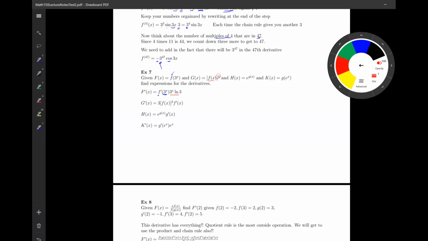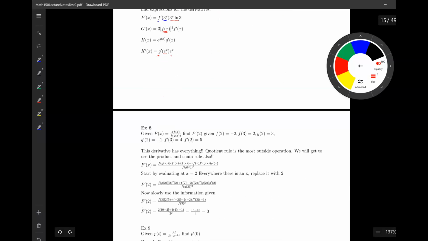You bring the 3 down, you carry the inside along, you subtract 1 from the exponent, and then you multiply by the derivative of the inside function. So capital H is e to the g of x. To take the derivative of e to the stuff is e to the stuff times the derivative of stuff. And then this one here, g is the most outside function, so I take the derivative of g, I carry the e to the x along, then I multiply by the derivative of the e to the x, which is just e to the x.